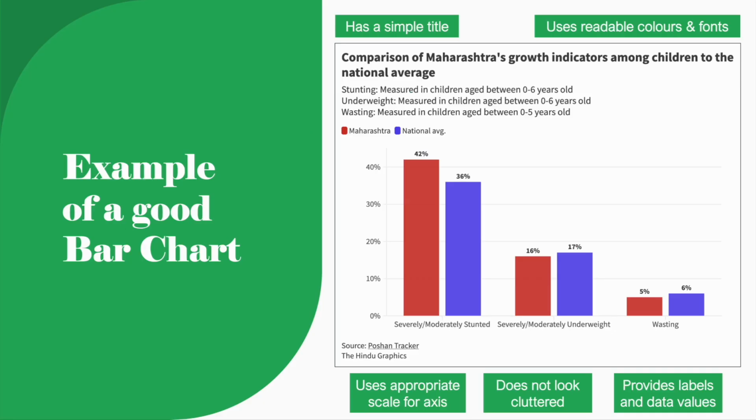Now let's look at the example of a good bar chart. Now this one again has a simple title. It compares Maharashtra's growth indicators among children to the national average. It uses readable colors. You have a simple red and blue color scheme. It uses the appropriate scale, so it goes from 0 to about 40-50%. It does not look cluttered. The information is very nicely separated, and it provides labels and data values. You can very nicely compare these two bars, there's a 1% difference between them because it is nicely mentioned here. Similarly, over here also there's a 1% difference because it is mentioned here. So this is what a good bar chart looks like.